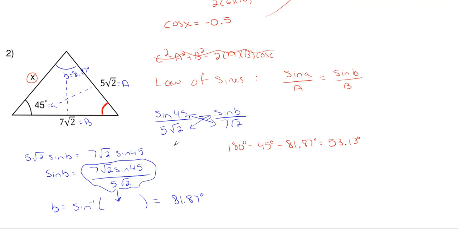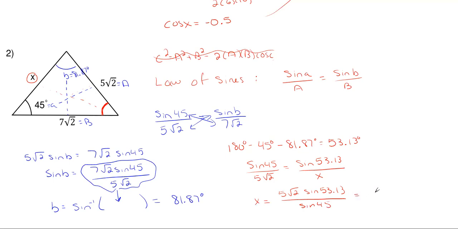So let's just repeat this first portion right here. We're going to use the sine of 45 over 5 square roots of 2 is equal to the sine of the angle I just found, 53.13 degrees, over the side that is opposite that, which is my x, my unknown. Once again, cross multiply and then divide by whatever's attached to the x. Once you do that, you end up with x equal to 5 square roots of 2 times the sine of 53.13 divided by the sine of 45. And this will pop out a side of x equal to exactly 8.